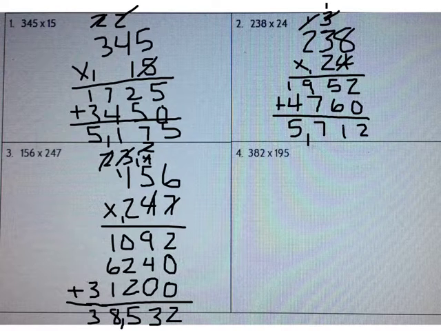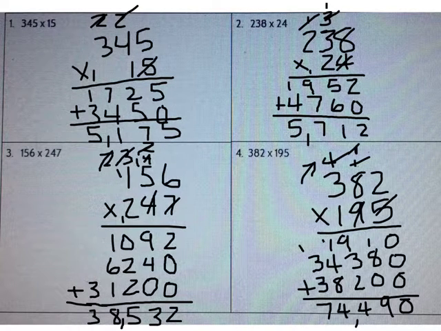The answer is 38,532. Now you try one. What's 382 times 195? 382 times 195 is 74,490. Great job on your do now.